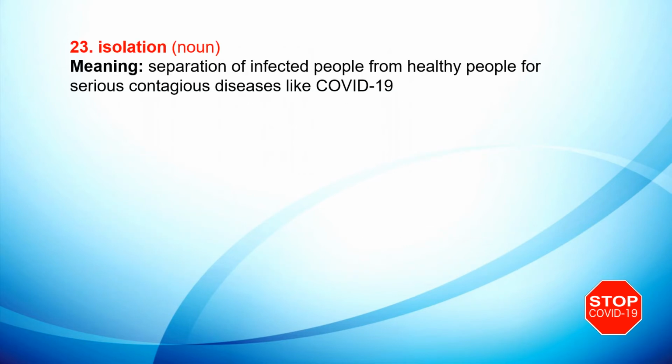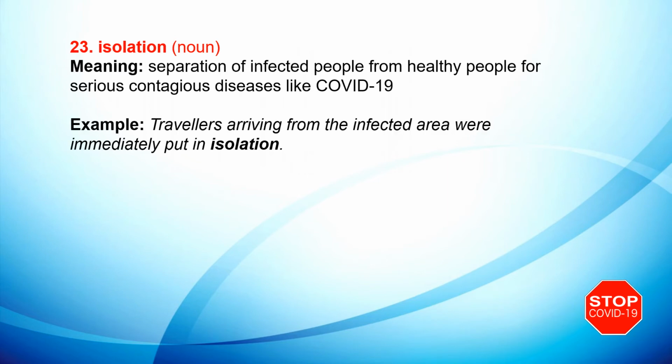Number 23, isolation. Isolation as a noun, meaning separation of infected people from healthy people for various contagious diseases like COVID-19. For example, travelers arriving from the infected area were immediately put in isolation.